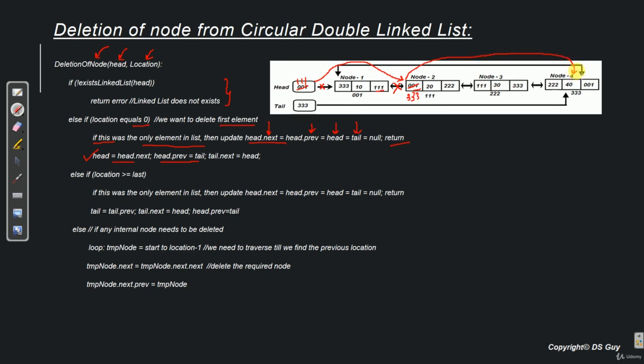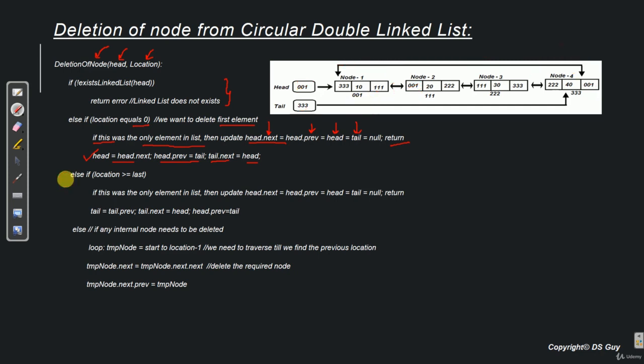Once that is done, we have to update tail.next is equal to head. Now what is tail.next? Tail is 333, tail.next is 001. So tail.next we have to update, make it head. Head is 111. So this will disconnect this existing connection and establish a new connection between node 4 and node 2. So now as we can see, node 1 is not being pointed to by any of the reference variables, so it can be safely deleted.